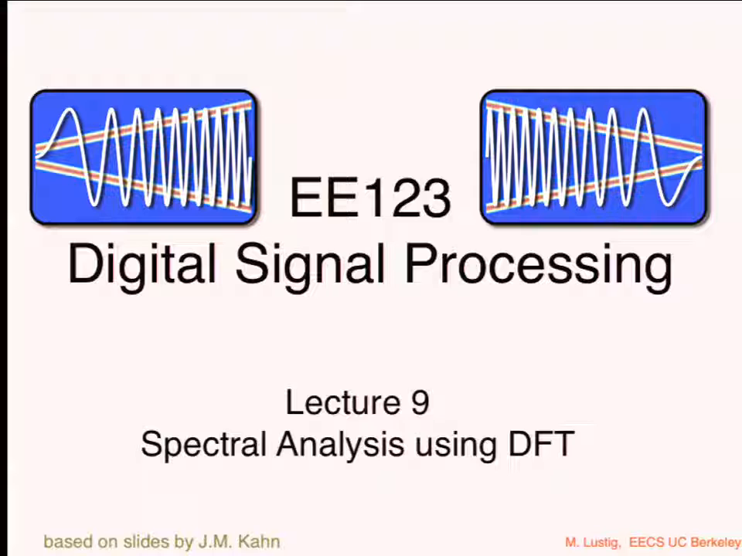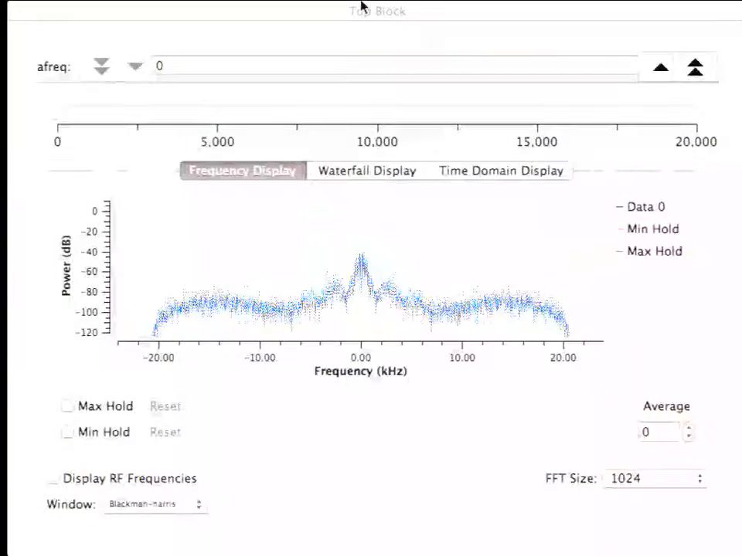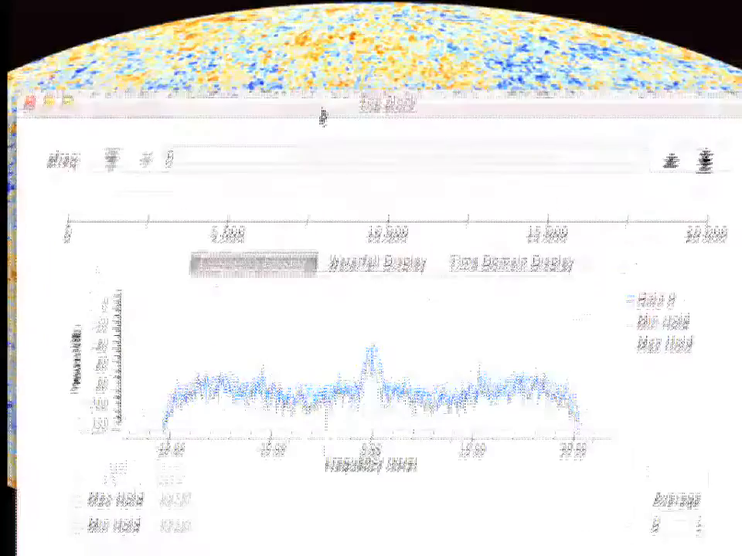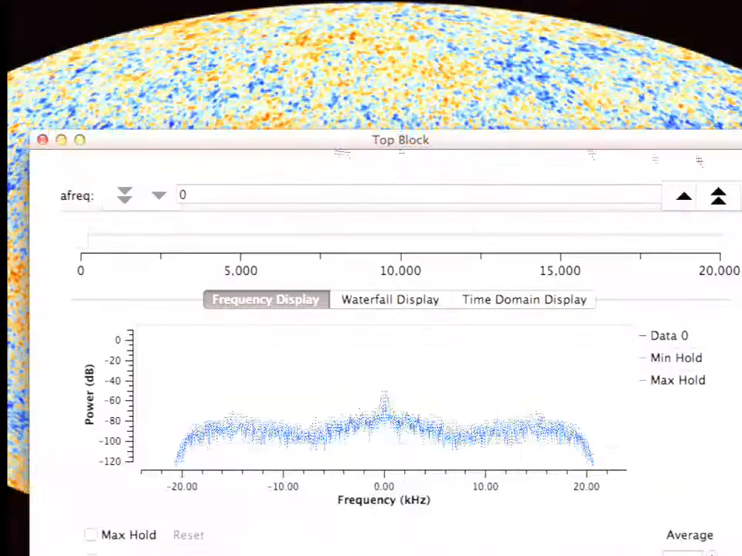Okay, so today we're going to talk about spectral analysis using the DFT. And I thought I would just start with a demo. So the demo I'm going to show you is using what's called GNU Radio, and in particular GNU Radio Companion.